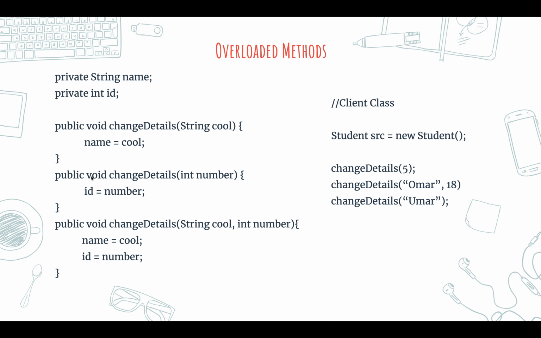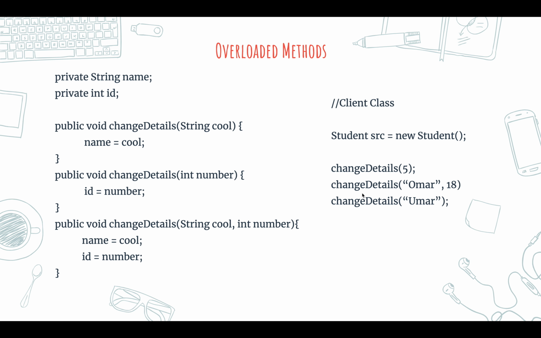So change details. Alrighty, we found the second method. The second method contains an integer argument, and just an integer argument, meaning that this will work. So what happens? 5 gets sent into this method, and then integer number is going to be equal to 5. ID is now going to be equal to 5. So up to this point in the program, name is going to be equal to null because we haven't done anything with the name, and ID will be equal to 5 because we changed it through the change details method with only one integer argument.